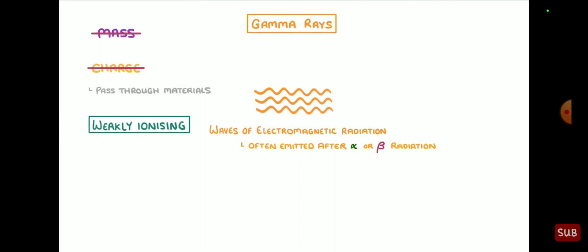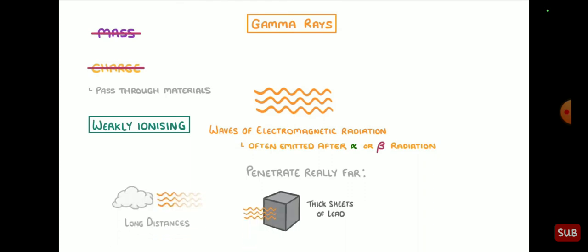Now, gamma rays aren't particles at all. They're actually waves of electromagnetic radiation, like light is. And they're often emitted after alpha or beta radiation, as a way of the nucleus getting rid of a bit of extra energy. As they don't have any mass or charge, they tend to pass straight through materials, rather than colliding with any of the atoms, which makes them only weakly ionizing. This means that they can penetrate really far into materials before being stopped, so can travel long distances through air, and it takes thick sheets of lead or multiple meters of concrete to stop them.